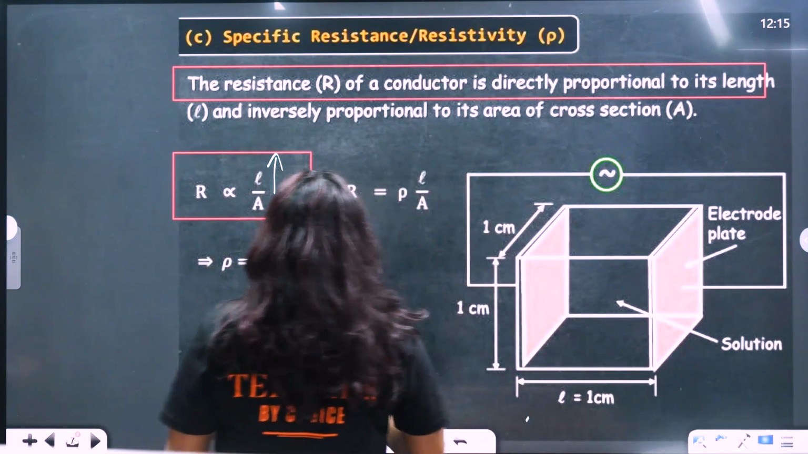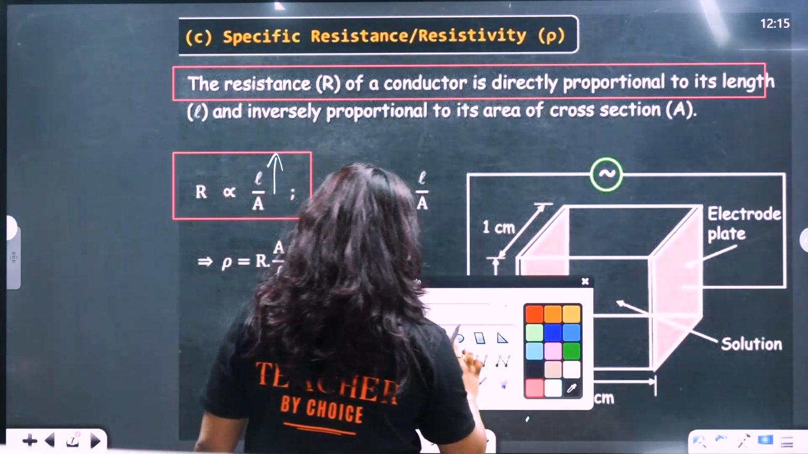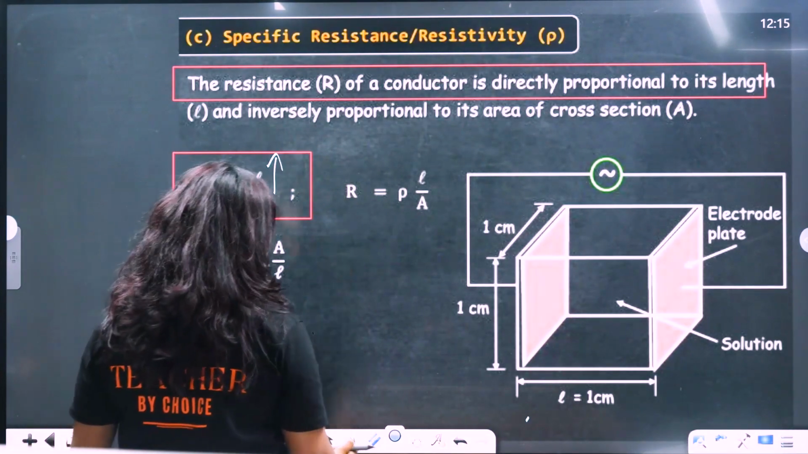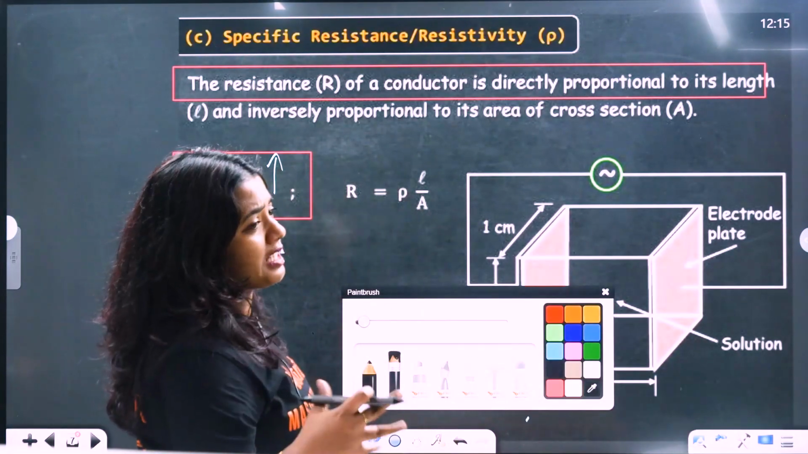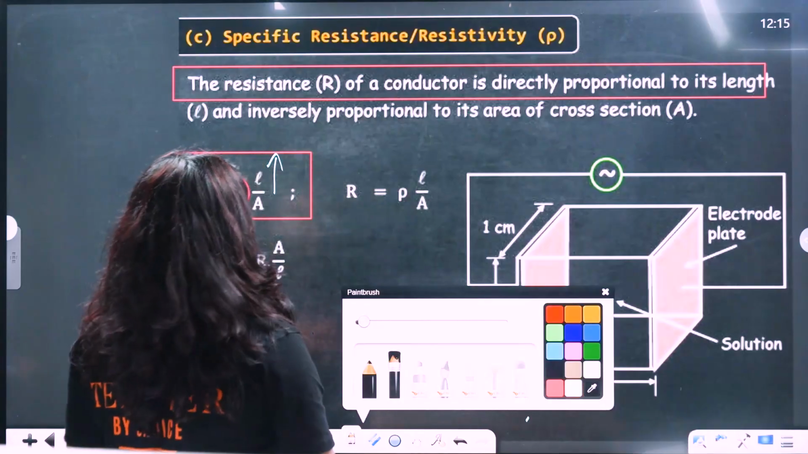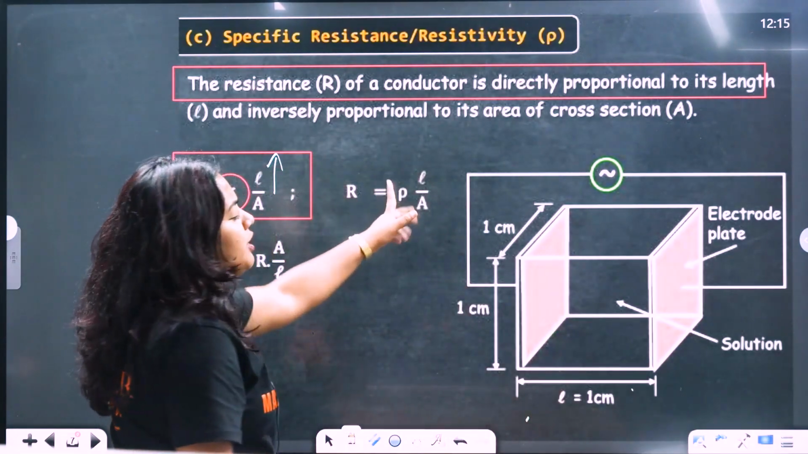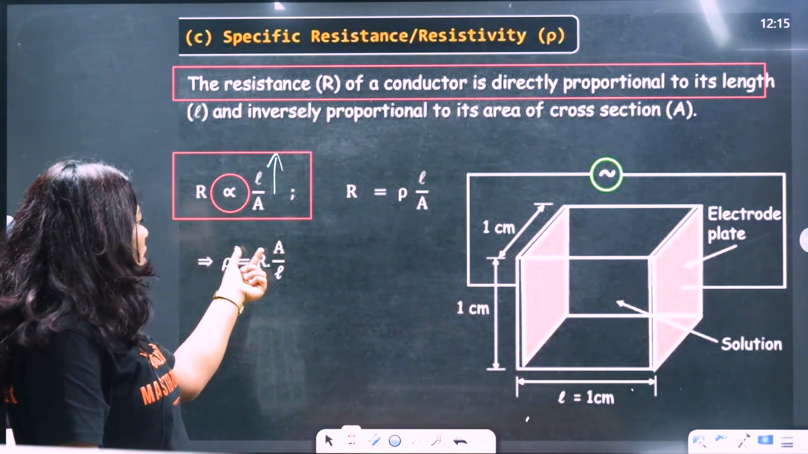So to change that proportionality sign, we are giving a constant that is actually called the resistivity constant, that is rho. Okay, now what happens, my dear students, is we put the equal to sign. So from this we get that rho is equal to R A by L.